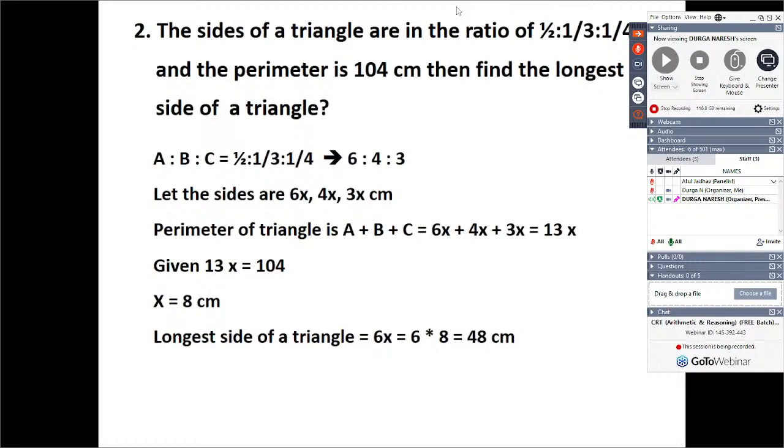Okay. So once you get the x value, 8, you have to go for the longest side, which means 6x. 6 into 8, 48 centimeters. Next one.